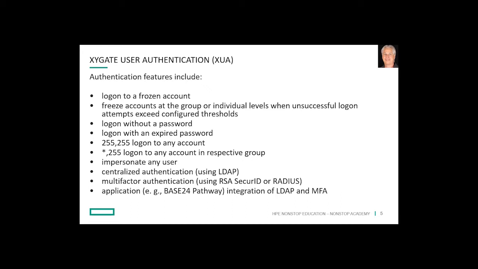XUA can facilitate centralized authentication using LDAP so that users can log on to the NonStop with their NonStop user ID or alias and their network password. XUA can facilitate multi-factor authentication using RSA SecurID or Radius so that the NonStop is included in the enterprise authentication infrastructure. This can be extended to applications such as Base24 Pathway.